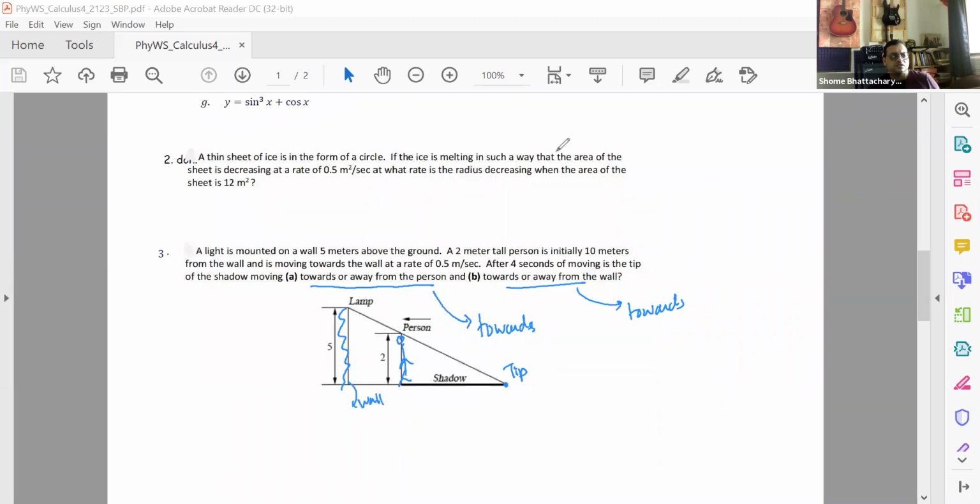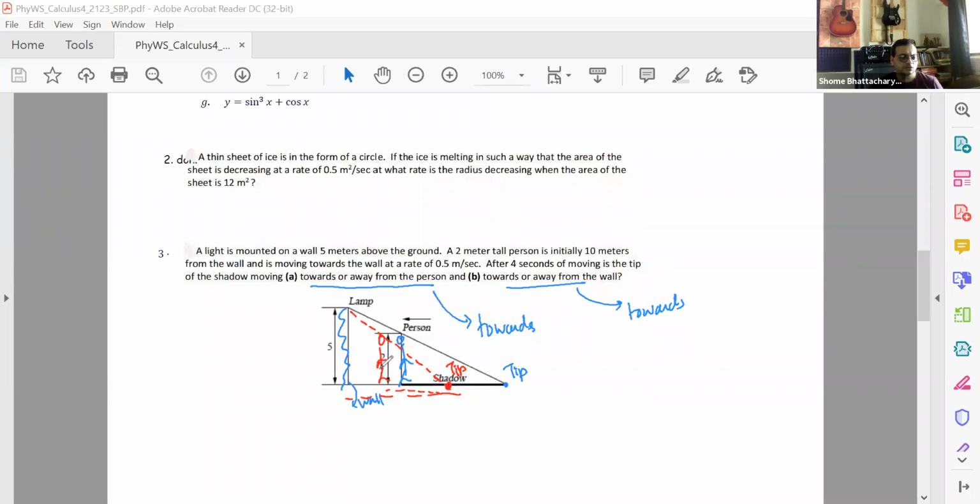So the very easy way to understand this is just geometrically. After some time, the person has reached here, because he's traveling towards the wall, and at that point of time, the tip of the shadow is here. Okay. So what will happen is that the distance between the man and the shadow will also be decreasing, and the distance between the wall and the shadow will also be decreasing. So both are decreasing distances. The tip is moving towards the person, and the tip is also moving towards the wall.